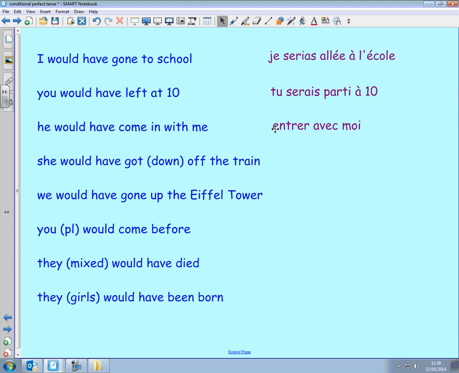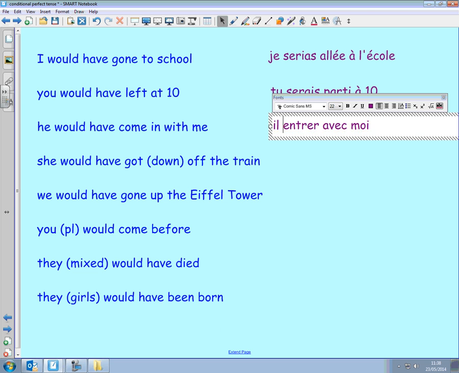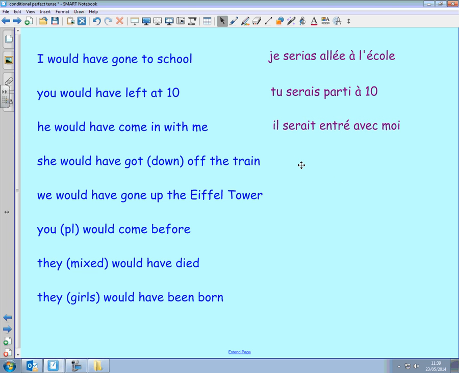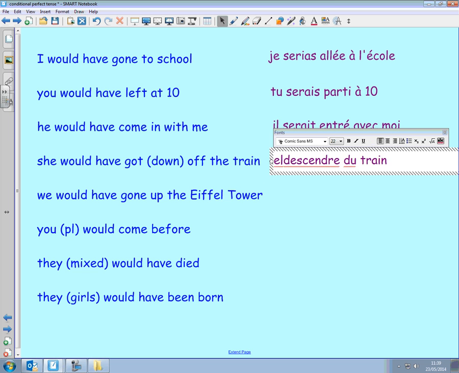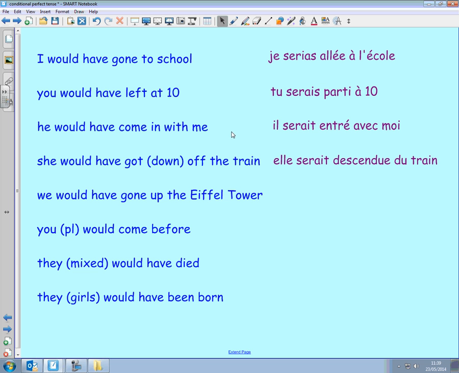He would have come with me. So il serait venu. Now then we take off the er, add an e. It's obviously he, so it doesn't need anything adding on to the end because he is always masculine and singular. She would have got off the train. They say got down. It's exactly the same thing. So elle serait descendue. Now she obviously is always feminine. So you add that e on.